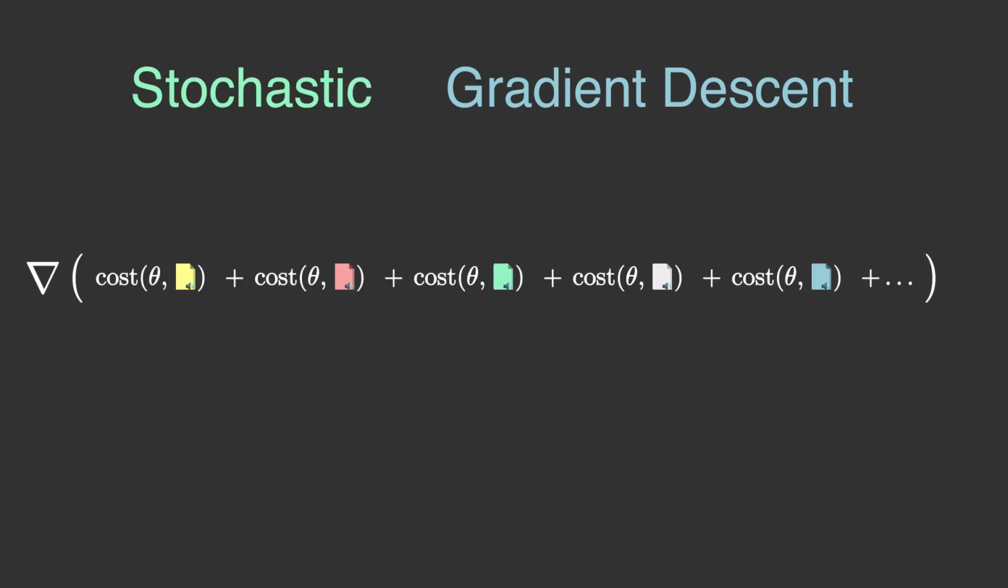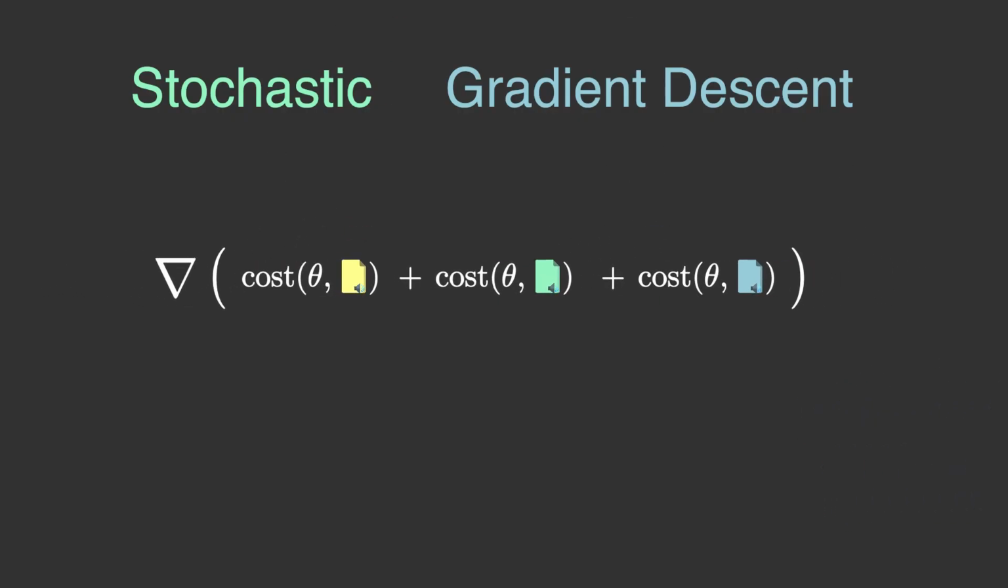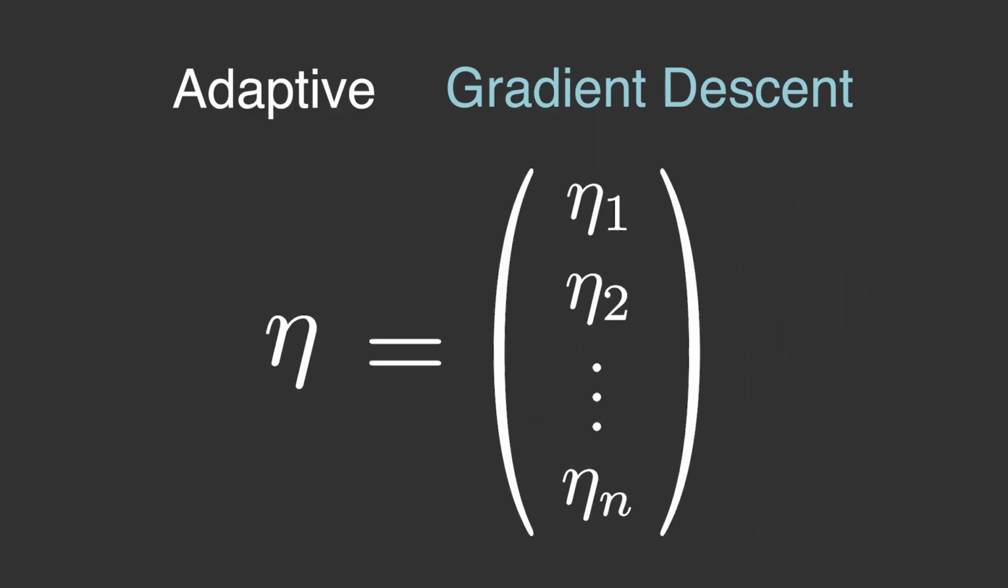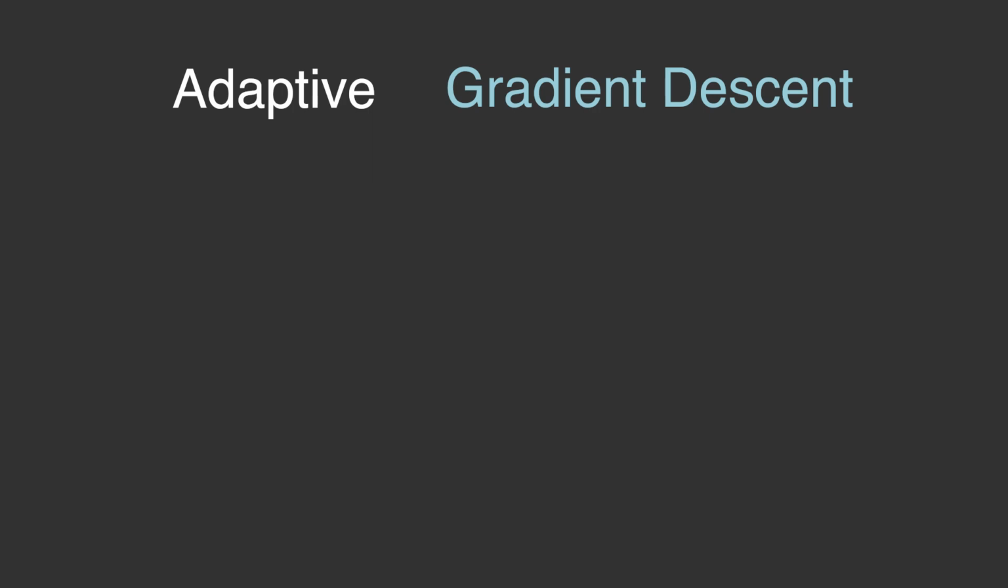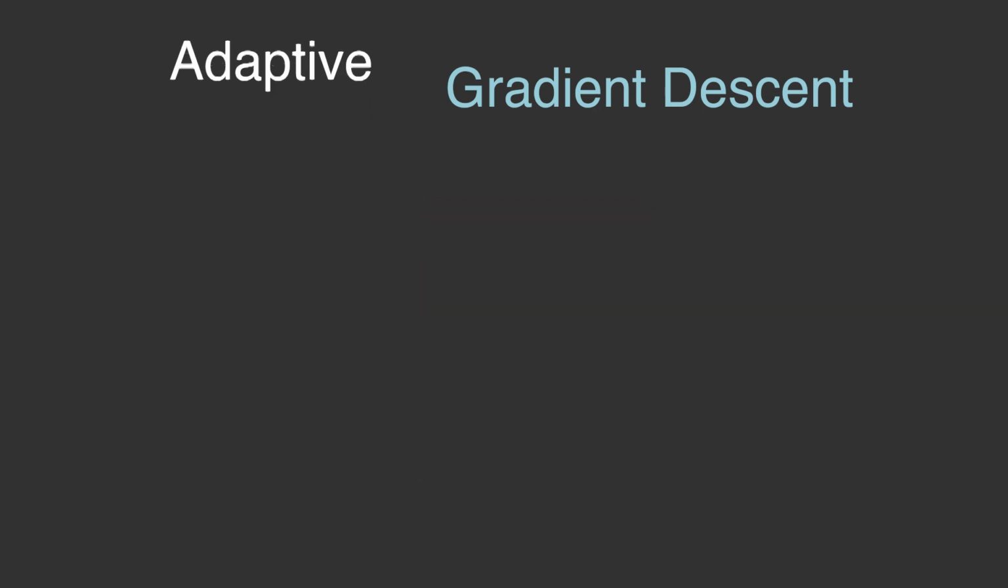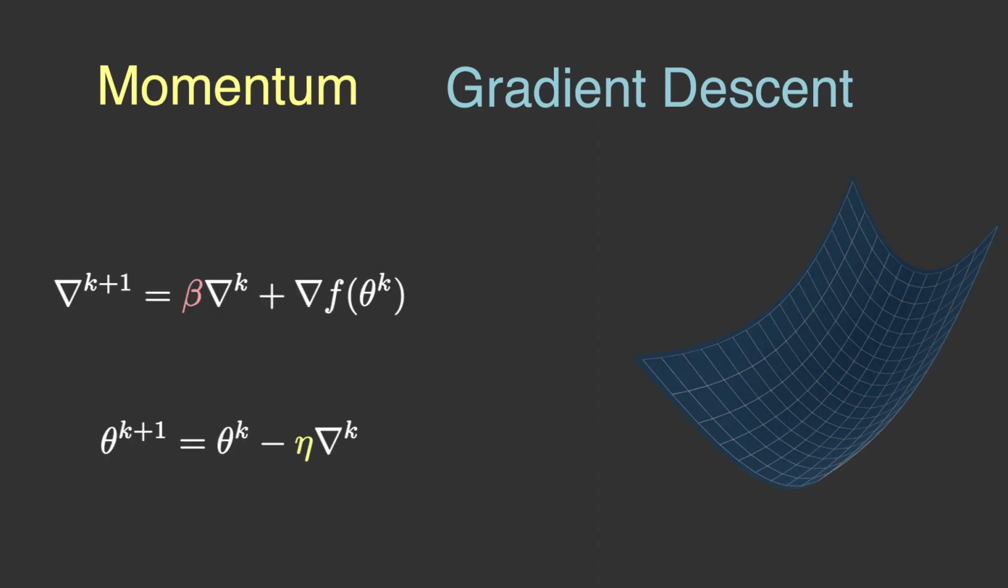In stochastic gradient descent, instead of taking the sum over all training examples when taking the gradient of the cost function, which can be expensive when the number of examples is big, we can take a small random subset at each iteration. Adaptive gradient descent picks a different step size for each component of theta. And this can be extremely useful when data is sparse, like text data and image data. Momentum gradient descent keeps track of previously computed gradients to build up momentum and accelerate convergence to the minimizer.